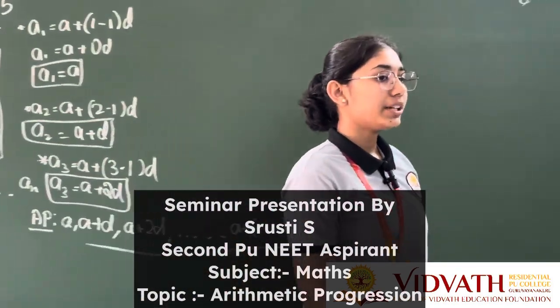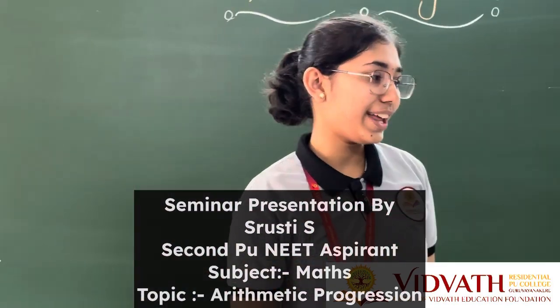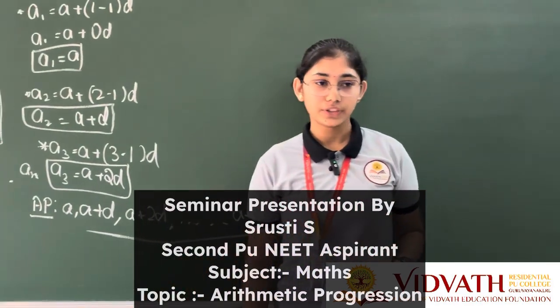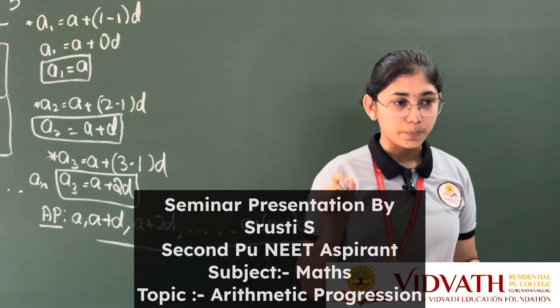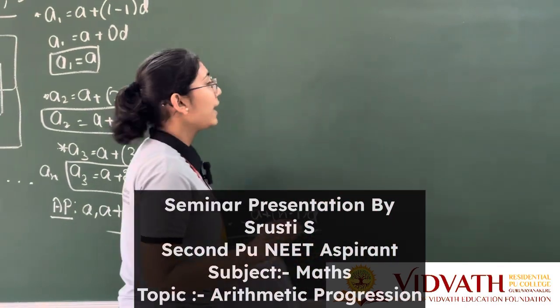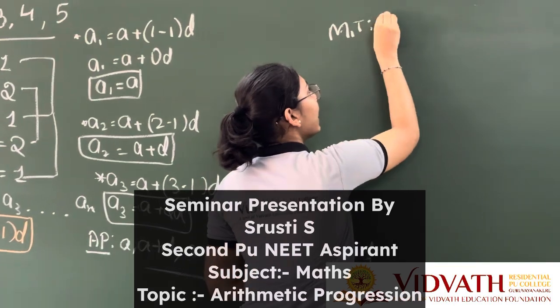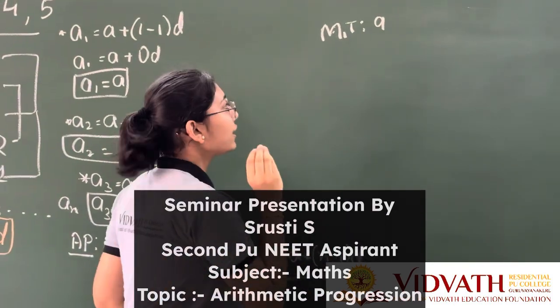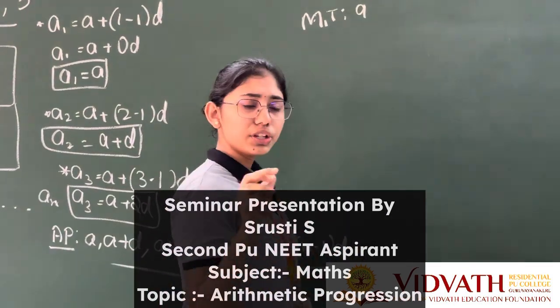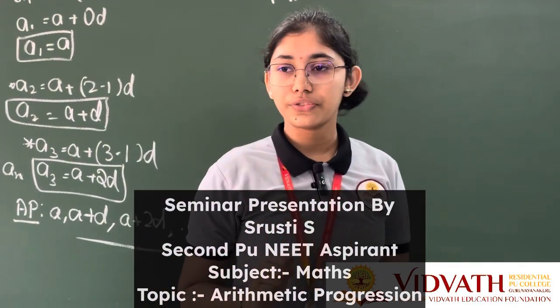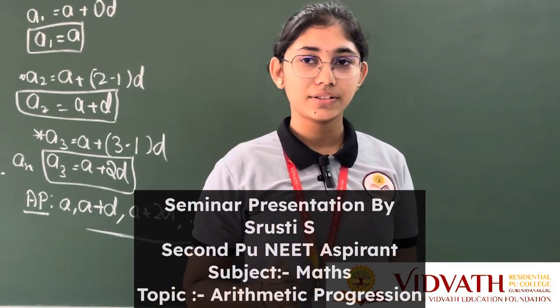Now, let me tell you an interesting fact in AP. When we are given an AP with an odd number of terms and we are given the middle term, for example, in an AP the middle term is 9. Then we should find the sum of the first 5 terms. How would we find it? Any tricks? Any guesses?